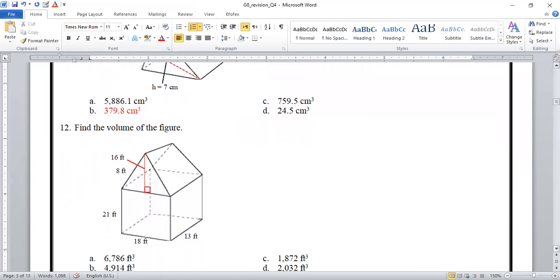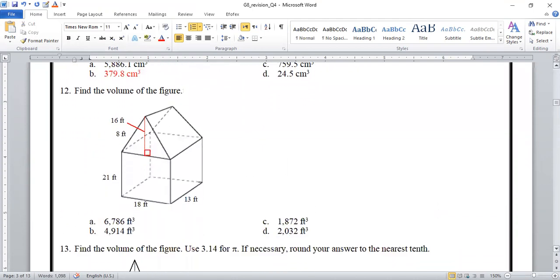Number 12, find the volume of the figure. The figure consists of two shapes. The first shape is a prism, a triangular prism. The second shape is a cuboid. So we have two volumes. We will find the volume of the prism and the volume of the cuboid. Okay, let's start.